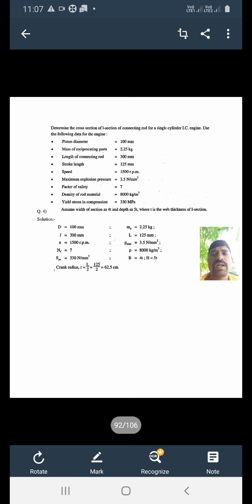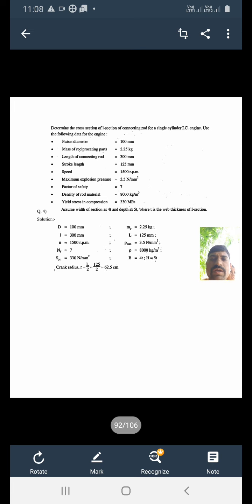Remember that length of the connecting rod is denoted by the small l and stroke length is denoted by the capital L. Then speed is given 1500 rpm. It is denoted by small n. Maximum explosion pressure, Pmax, is given 3.5 Newton per mm square. The factor of safety, FOS, or here we can write the NF value, is given 7.